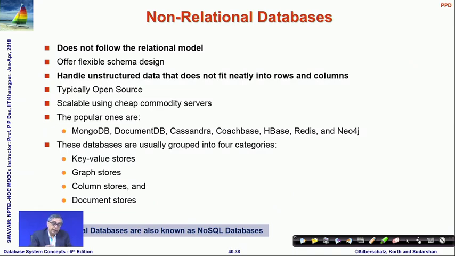Now, again in terms of the non-relational database, not all non-relational databases are of the same type. There have been 4 different styles or strategies to actually realize these non-relational databases. They are called key value store, graph store, column store and document store. They are also known as NoSQL databases.